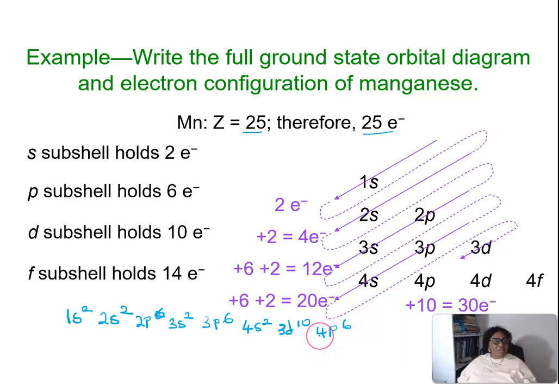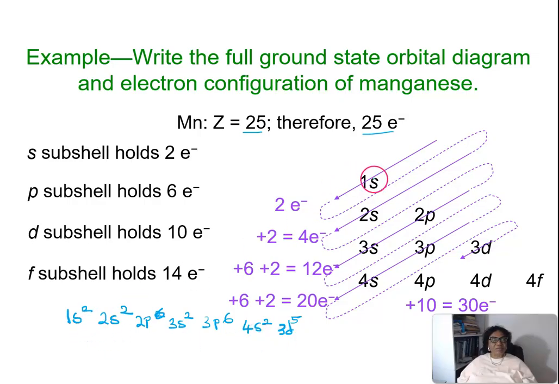Let's see. So we have 4s2 and 3d10, which is 20, but here we want 25 electrons, so we will have 3d5. So that is the ground state electronic configuration for manganese. You follow this method to write it. You see we're ending in d.